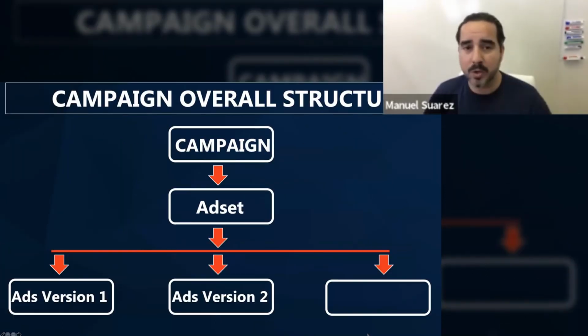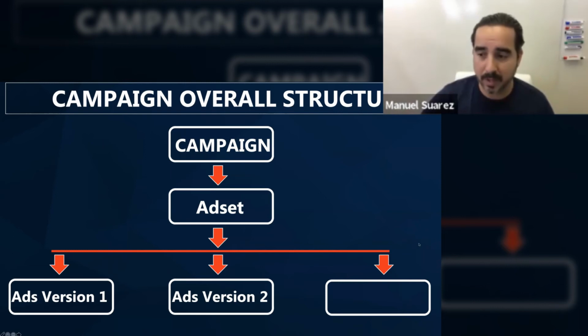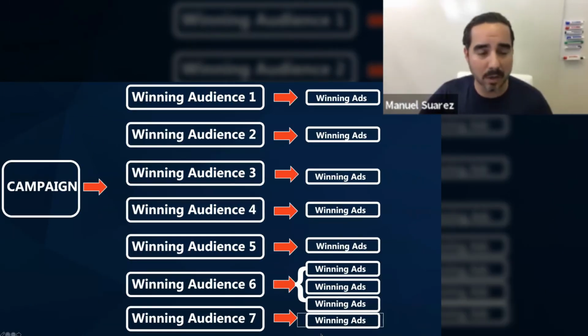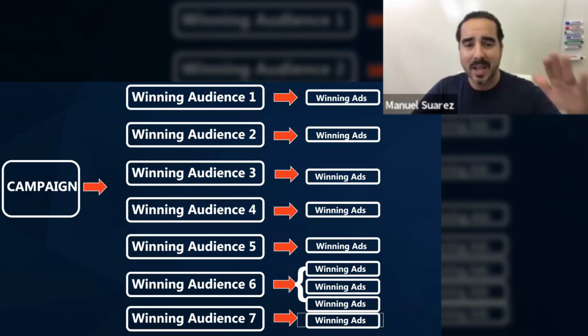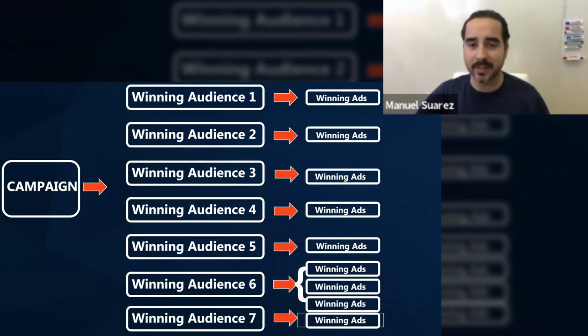Campaign overall structure, you got one campaign, and then you got an ad set, and then you got ads, version 1, version 2, and version 3. All right. So now the way that this looks right here, you can see that it's one campaign, and then we're going to find those winning audiences, 1, 2, 3, 4, 5, 6, 7. And then we're going to find those winning ads also along the way. And those are the ones that we're going to keep on.